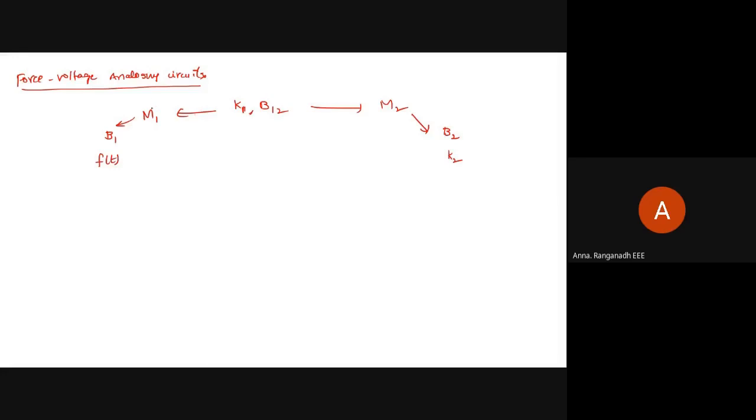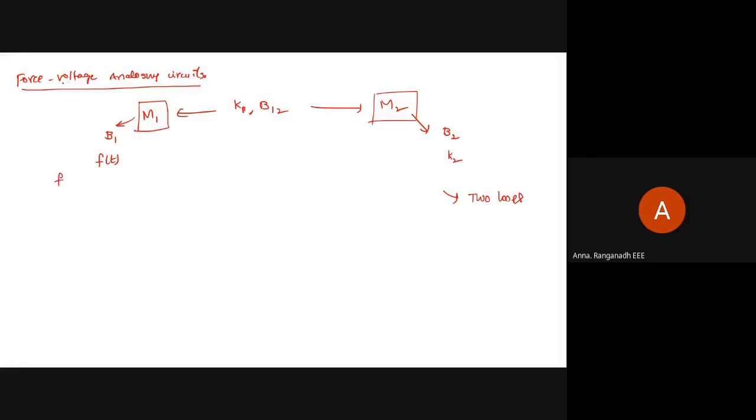So here we have two masses, mass M1 and mass M2. That means in our electrical circuit, we need to form two loops. Suppose your problem has three masses, you need to form three loops and three mesh equations. If you have four masses, four loops, four mesh equations. So each loop has one equation.